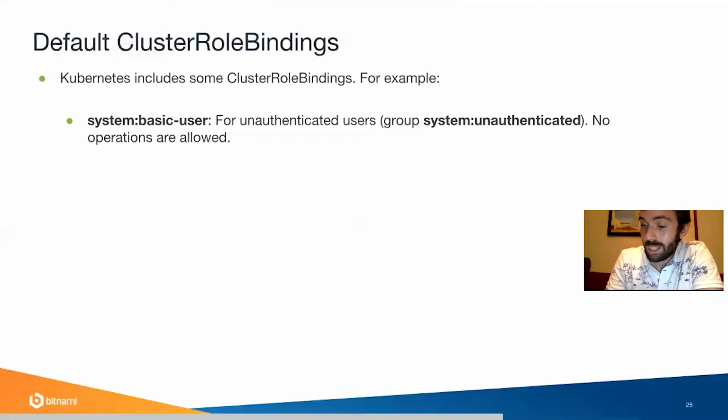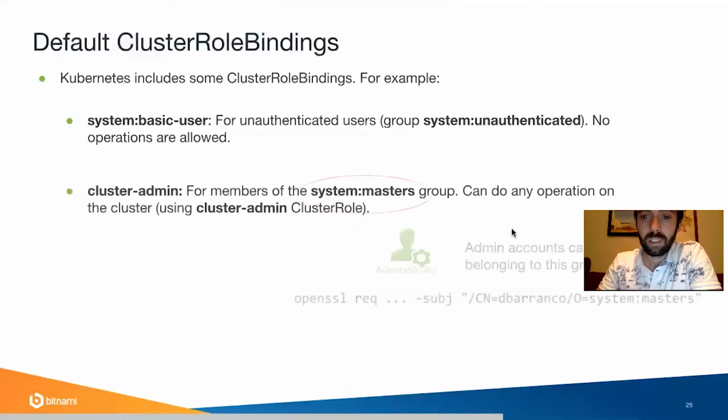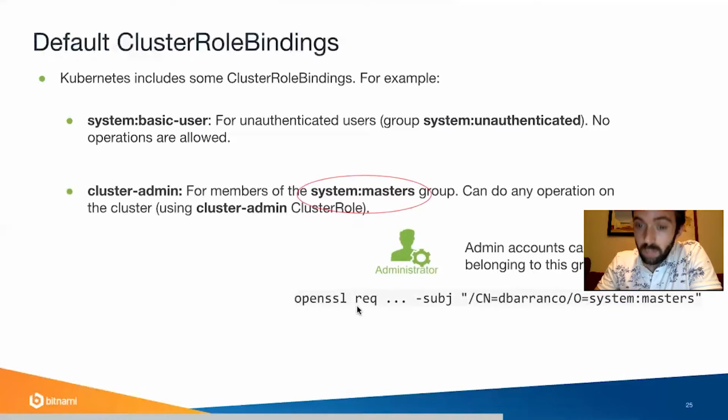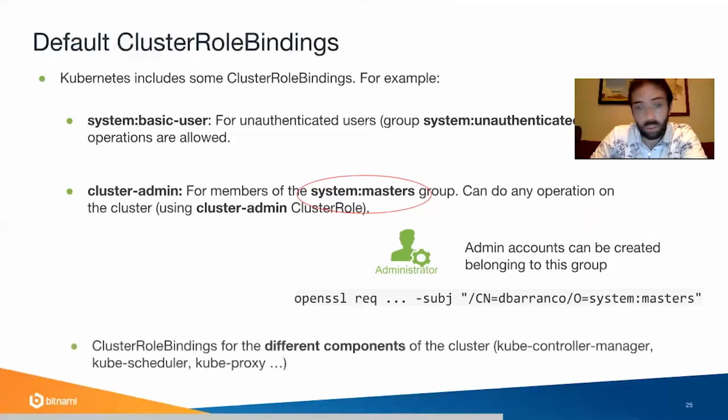This is not interesting. The one that is really interesting is the next one, which is the cluster admin role, which is what it says. Any subject belonging to the system masters group can do any operation. So what happens if we want to create an administrator user? It will be as simple as, when we create a certificate signing request, putting that it belongs to the system masters group. As simple as that. And there are some other cluster role bindings, for example, kube controller manager, kube scheduler, kube proxy.